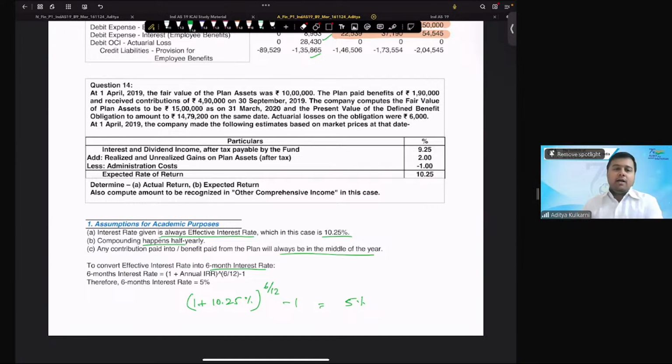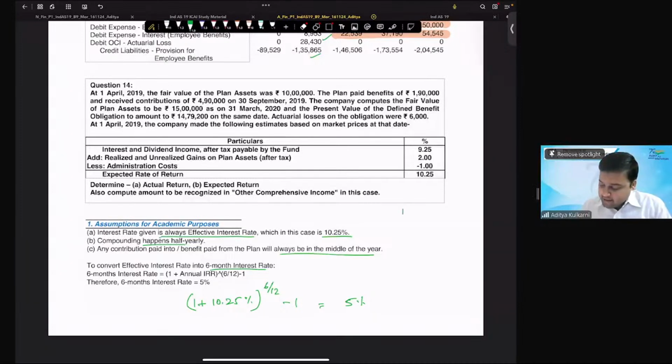10.25% is your annual rate. So your compounding rate for the 6 monthly period is 5%. First 6 months, you add the total and then on that you do the 5%. So on an overall annual basis, it comes to 10.25%. Are you able to understand this? Yes. Are you able to follow?